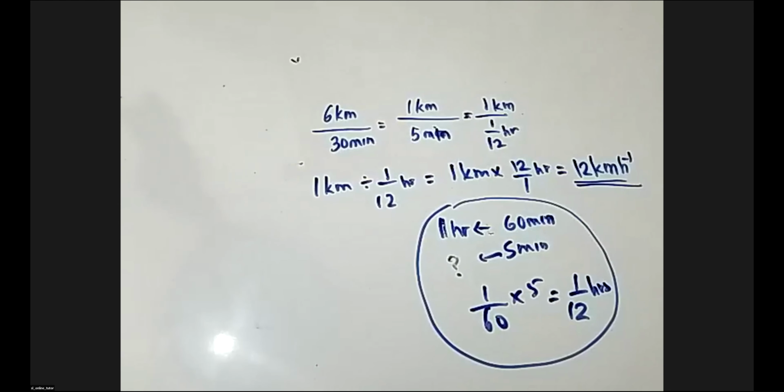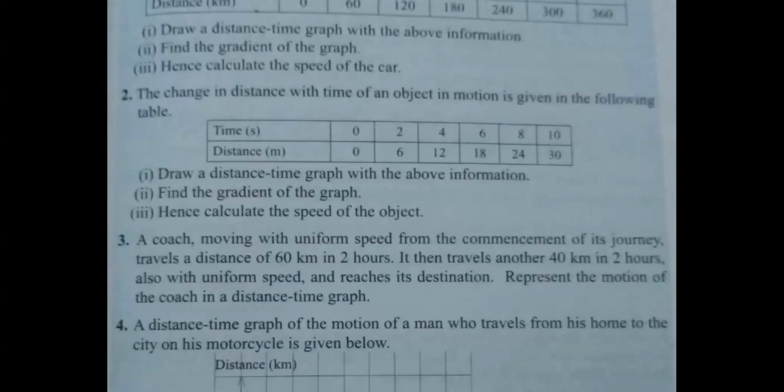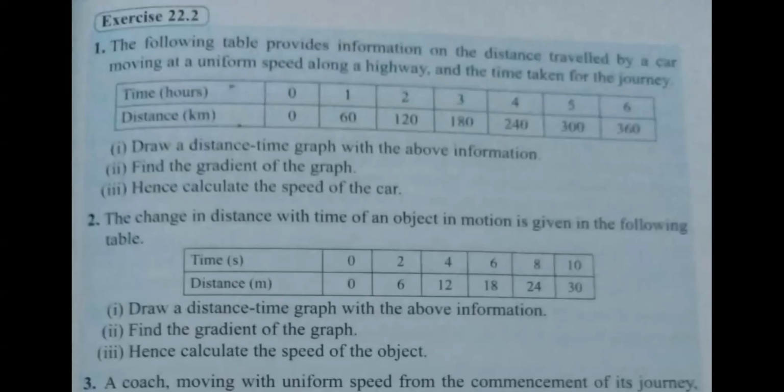Okay, now fine. Right, look at exercise 22.2. I'll give a small explanation so that it will be supportive for you to do it. Listen. It says in the first one, the following table provides information on the distance traveled by a car moving at a uniform speed along a highway and the time taken for the journey.